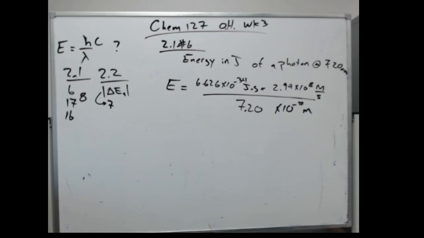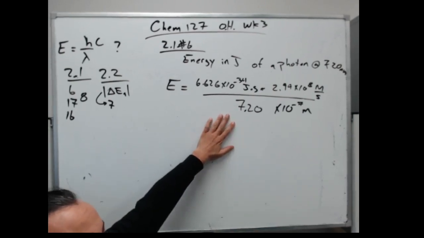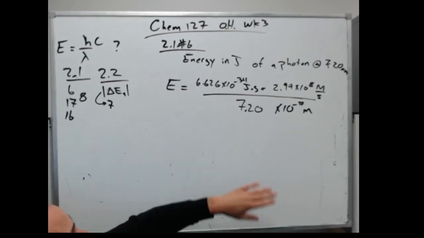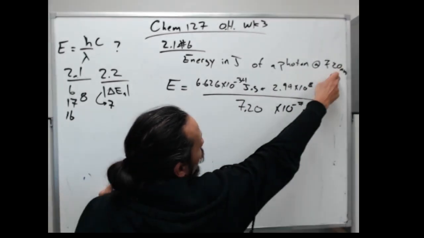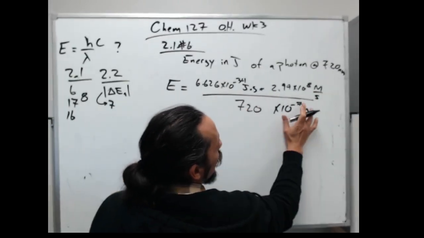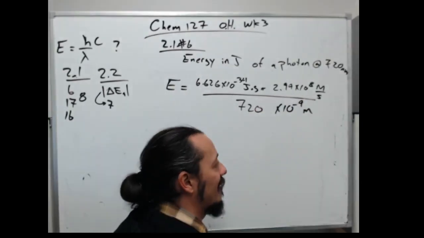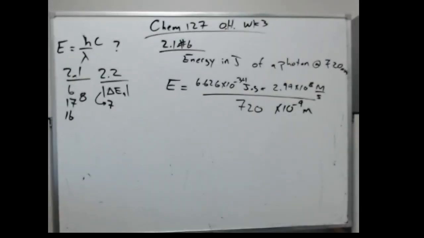Wait, times negative 10 to the negative 7 or negative 9? Well, to the negative 7 for the meters, but that's why 400 nanometers would be 4 times 10 to the minus 7 meters. So if this was 720 nanometers, I could leave it as 720 times 10 to the minus 9, or I can convert it to 7.2 times 10 to the minus 7. Either one will work when you punch it into your calculator.